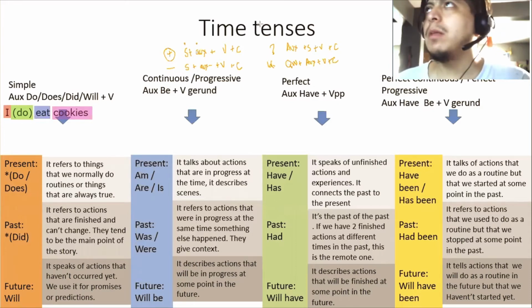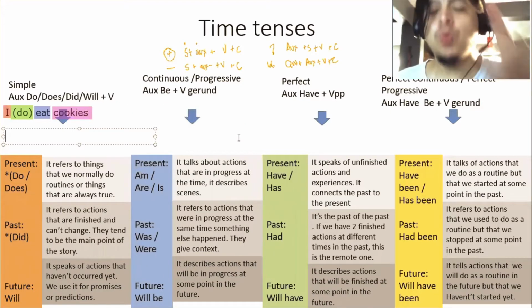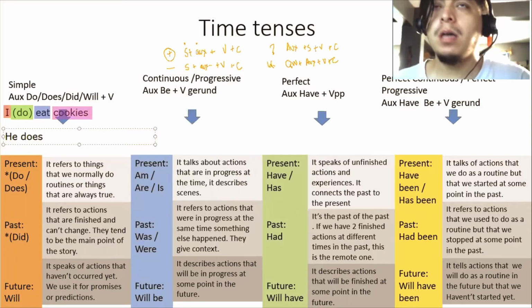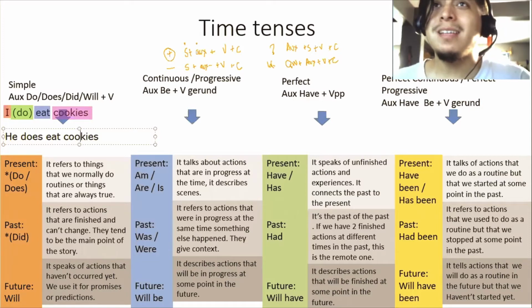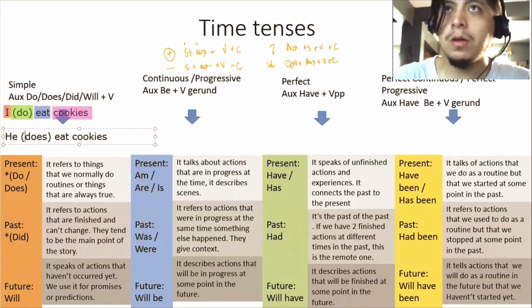Well, the only problem is that in reality, we have two different auxiliaries. We have the auxiliary do, but for the third person, we have the auxiliary does. I hope you remember this. He does, the verb, I don't know, eat again, and then cookies. It's the same sentence. The problem again is in the simple present, affirmative statements, we never use the auxiliary. So we don't have this.